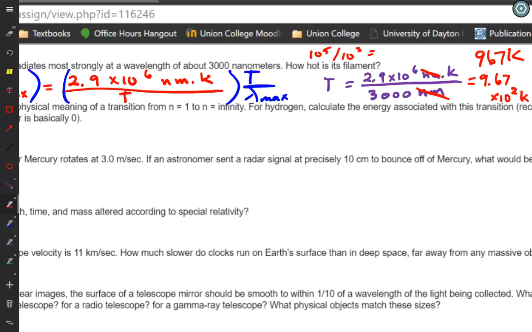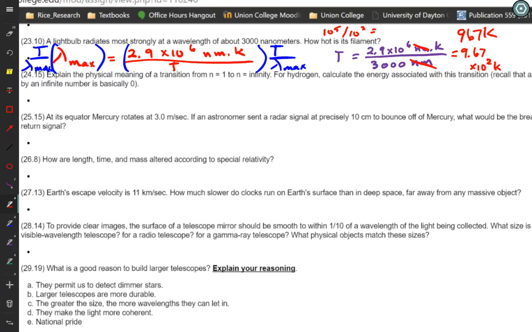So now I know, Max, you said you already had that one done. But that was the beginning of what we did from the last class period. Oh, come back into focus. Okay, so the next one. Explain the physical meaning of a transition from n equals 1 to n equals infinity. Remember we talked about that last class period? What does it mean if n is equal to 1? What do we call the energy state for n equals 1? Close. The ground state. N equals infinity. What does it mean if it's n equals infinity?